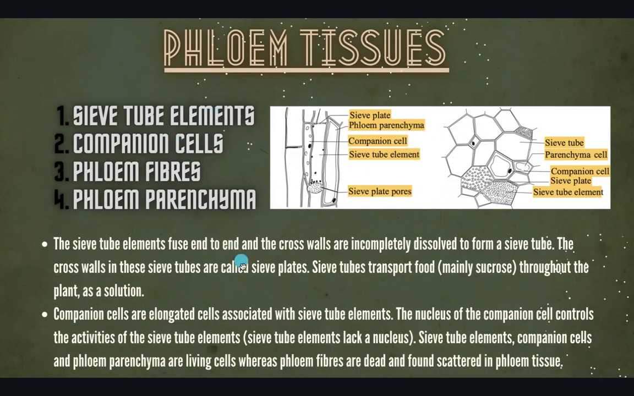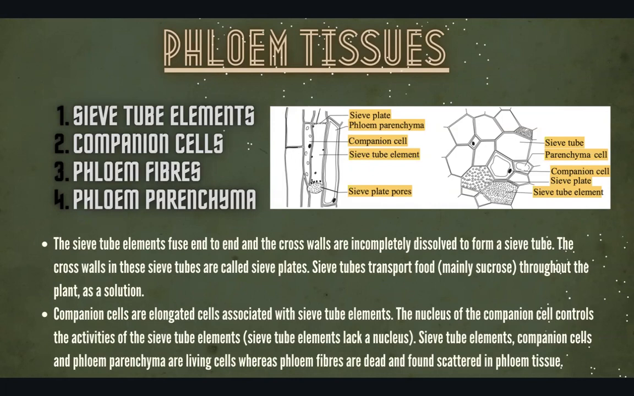And then companion cells, elongated cells associated with the sieve tube elements, together. A nucleus of the companion cells controls the activities of the sieve tube elements, because sieve tube elements lack a nucleus. And the sieve tube elements, companion cells, phloem parenchyma are living cells, whereas phloem fibers are dead because there's no lignification, and they are found scattered in the phloem tissue.